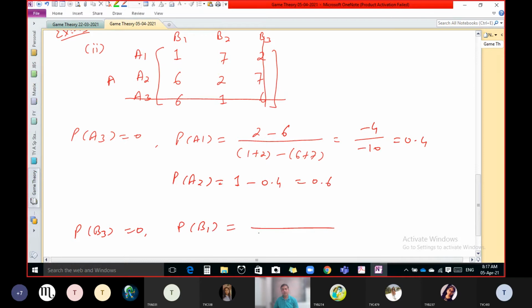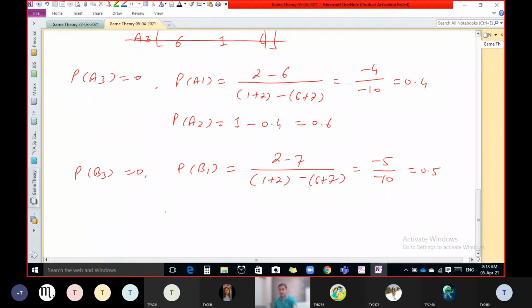So same thing. In numerator we have to write 1 plus 2 minus 6 plus 7. And tell me what we have to write in numerator? Denominator remains same, minus 10. And what we have to write in numerator? 2 minus 7. Correct. That is what, minus 5. So we get 0.5. So probability of B1 is 0.5. So what is probability of B2? 1 minus 0.5. So we get 0.5.